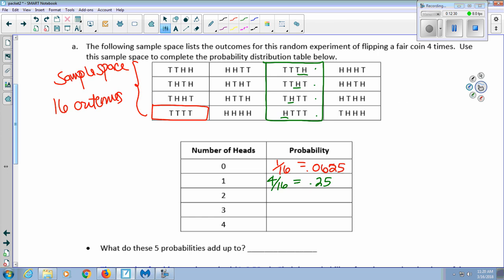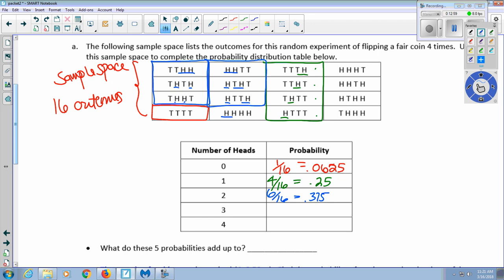The probability of seeing 2 heads. So 1, 2, 1, 2, 1, 2, all of those over here. Nope, not there. So all of these. That's 6 out of 16, and that comes out to 0.375. The probability of seeing 3 heads, that's over here, 1, 2, 3, 1, 2, 3. So there's this column here. That's 4/16, which is equal to 0.25 again.